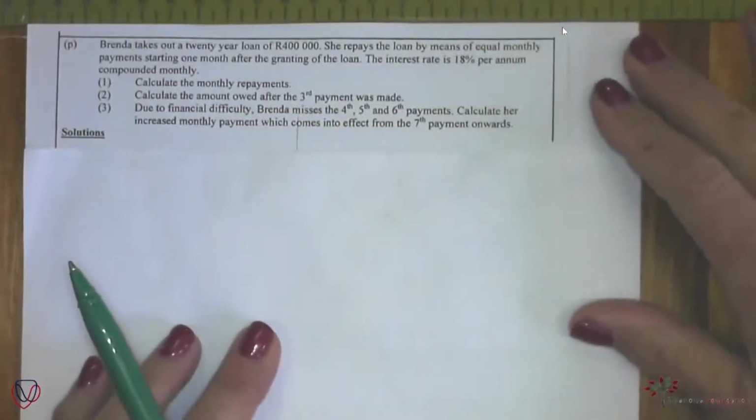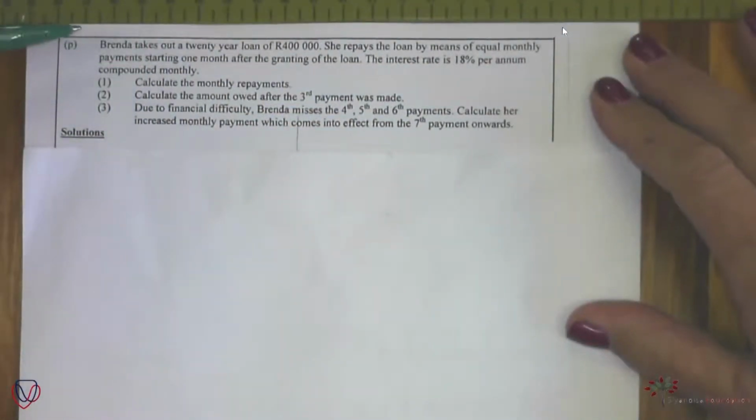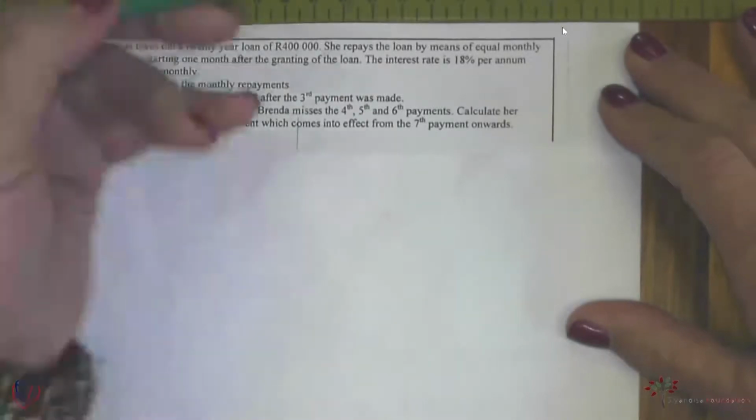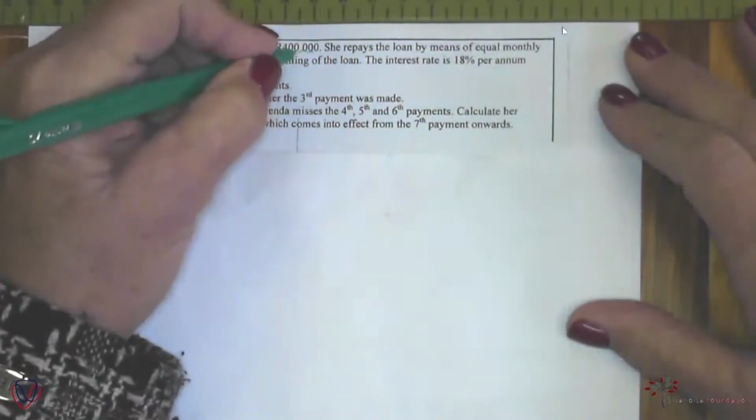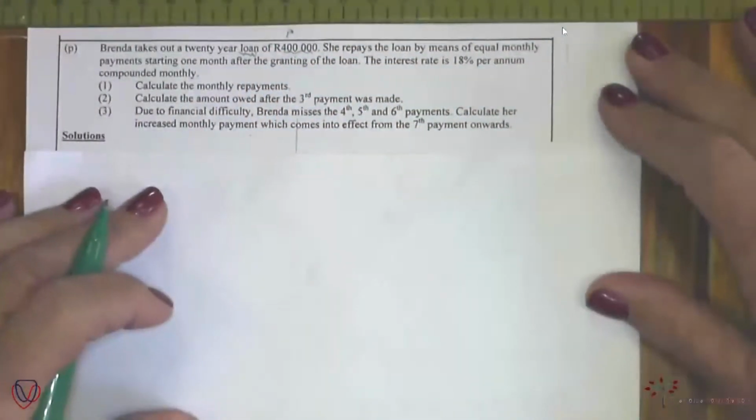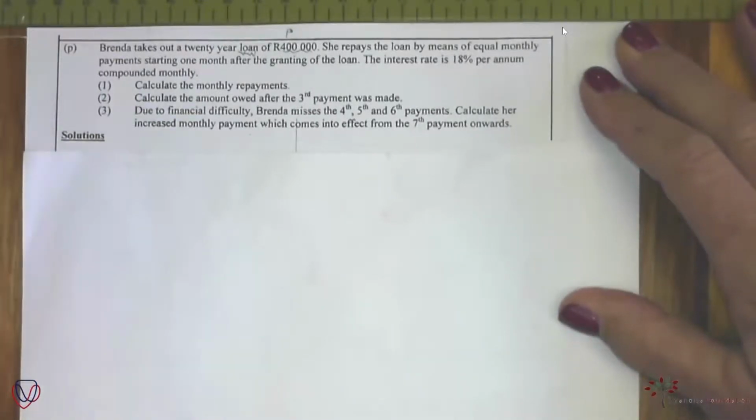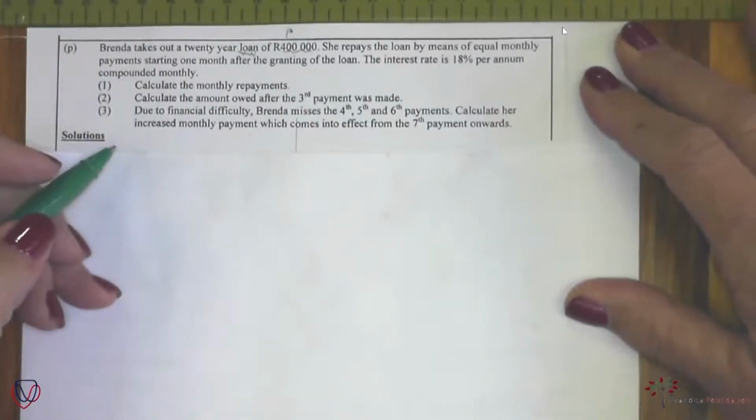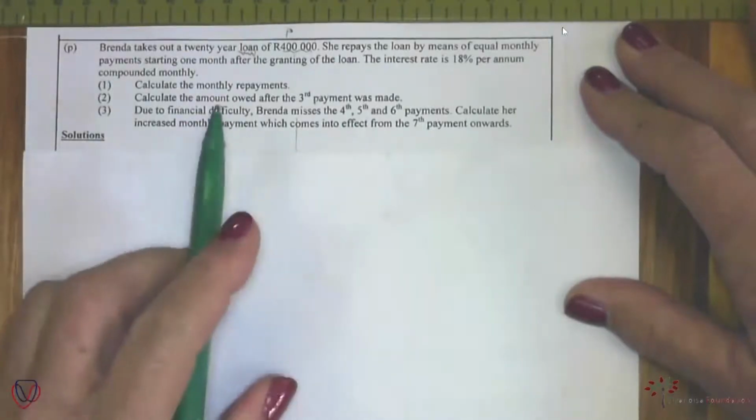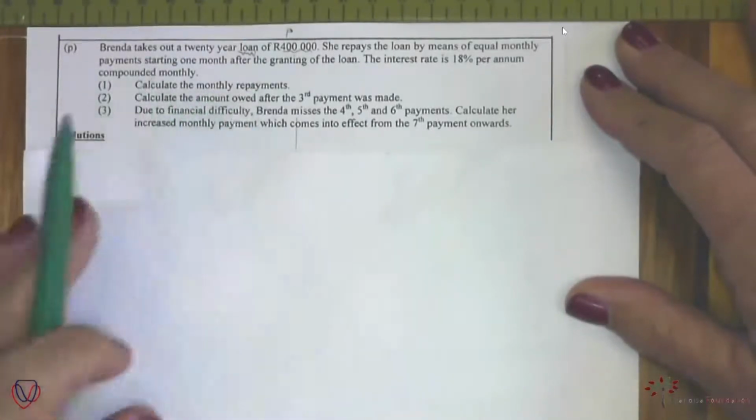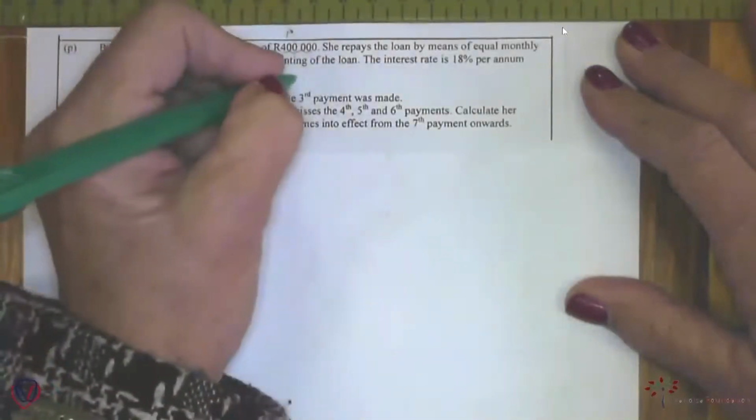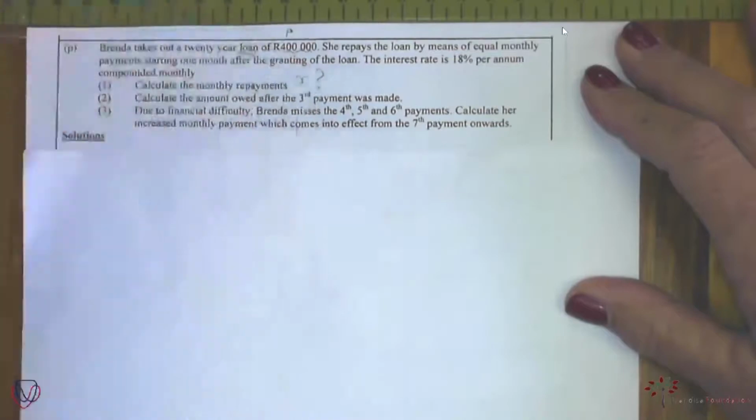Almost through the financial. Right, let's have a look at this one. Brenda takes out a 20-year loan of 400,000 Rand. Loan. So what is this? P. She repays the loan by means of equal monthly payments, starting 1 month after the granting of the loan. Okay, 1 month after, it means you don't subtract any of the payments from the n payments. Calculate the monthly repayments. So what must you determine? You must calculate X.